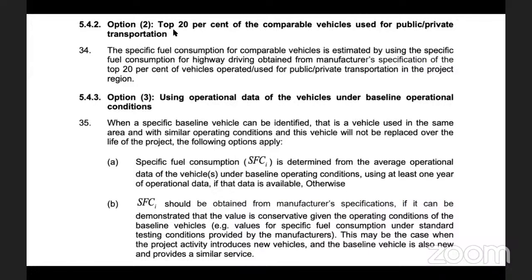Option 2, top 20% of the comparable vehicles used for public-private transportation. The specific fuel consumption for comparable vehicle is estimated by using the specific fuel consumption for highway driving obtained from manufacturer's specification of the top 20% of vehicles operated used for public-private transportation in the project region. Option 3, using operational data of the vehicles and the baseline operational conditions.